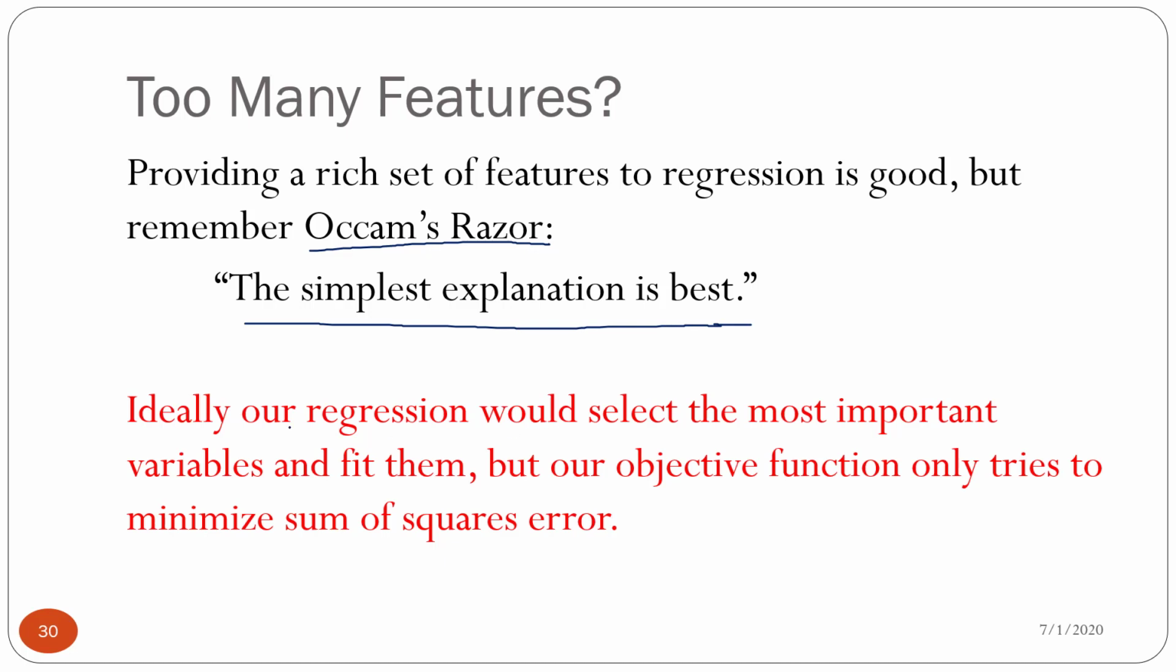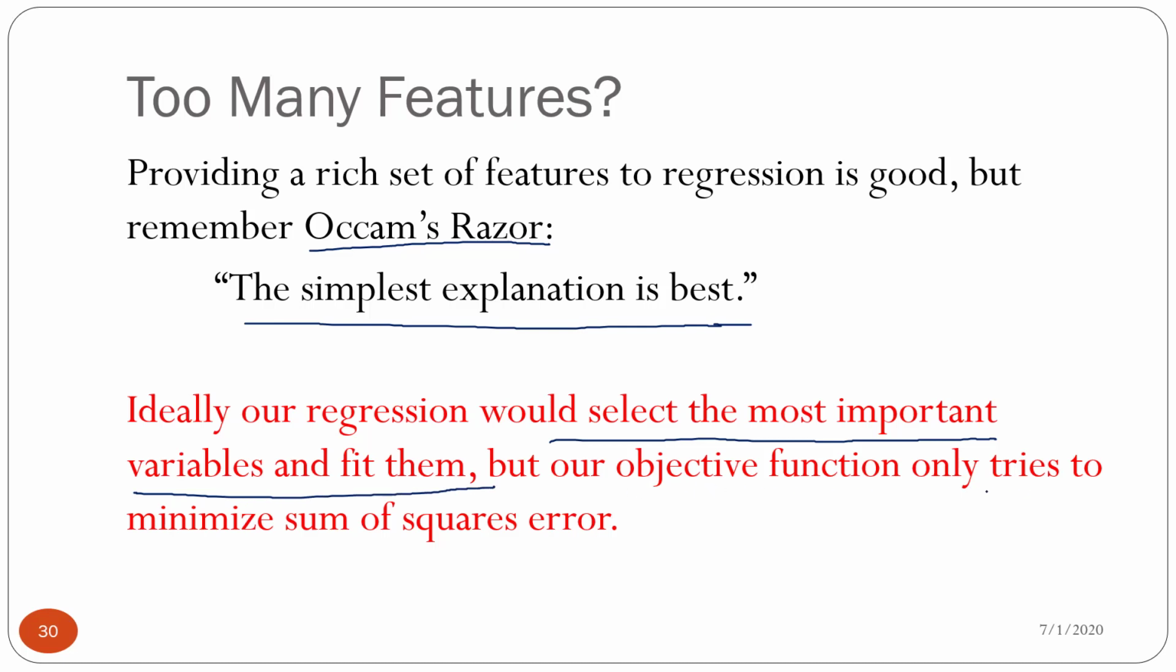So what happens actually is that ideally what we should do, we should only pick those features which are strongly correlating with the target, and we should come up with the linear regression using those features only. And if we have very small number of features, we might use all those features for our linear regression problem. Okay, so ideally our regression would select the most important variables and fit on them.